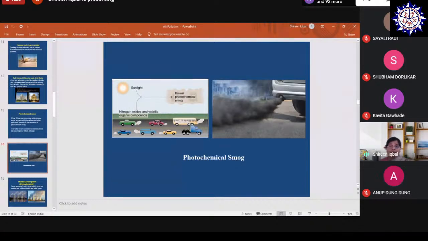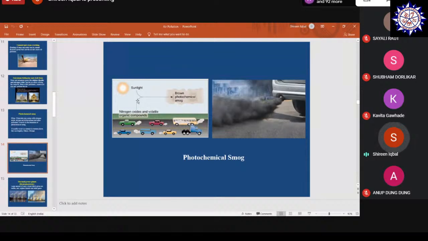So here you can see the smoke containing nitrogen oxide. It is emitting from the vehicle. दिख रहा है ना ये कैसा black smoke है? हाँ? So this nitrogen oxide, it will mix with the अल्ट्रावायलेट रेज जो कि सन से आ रही है और ये फॉर्म करेगी फिर ब्राउन फोटोकेमिकल स्मॉग, and it will pollute the complete atmosphere.